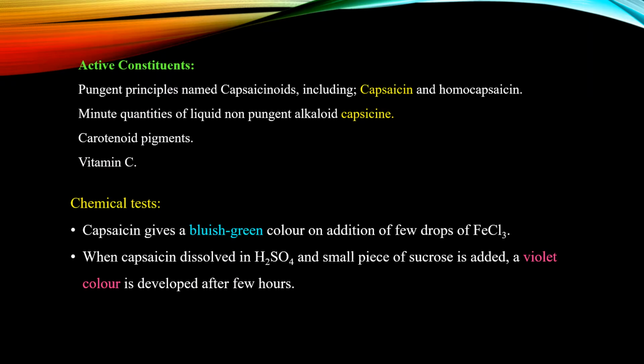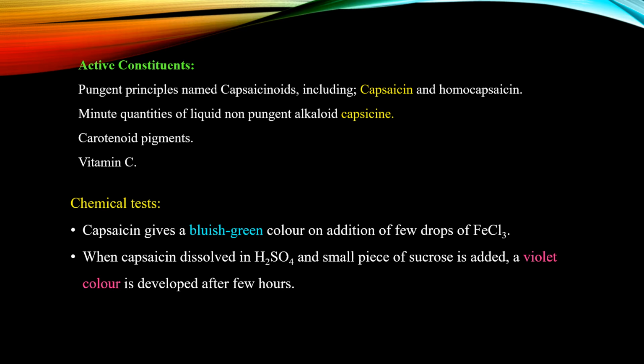The active constituents in capsicum are pungent principles known as capsaicinoids, including capsaicin and homocapsaicin, in addition to small amounts of a liquid non-pungent alkaloid known as capsicine, carotenoid pigments, and vitamin C. So we have a pungent alkaloid principle responsible for the pungency of capsicum, which is known as capsaicin, and homocapsaicin, a liquid non-pungent alkaloid known as capsicine, in addition to vitamin C and carotenoids.